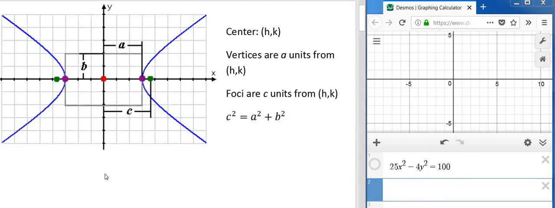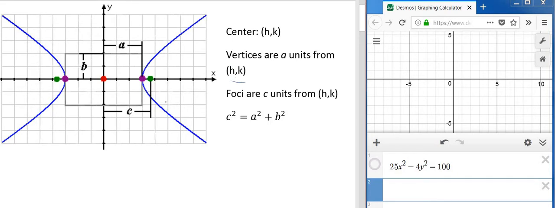So let's just describe these a little bit further. A couple key characteristics for hyperbolas. Their center is at (h, k), just like all our other conics that we've dealt with. Now they have two vertices. Unlike an ellipse, these are not enclosed, they open away from each other, but their vertices are a units from (h, k), whatever the center is.